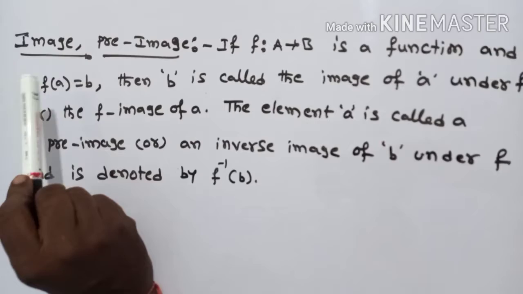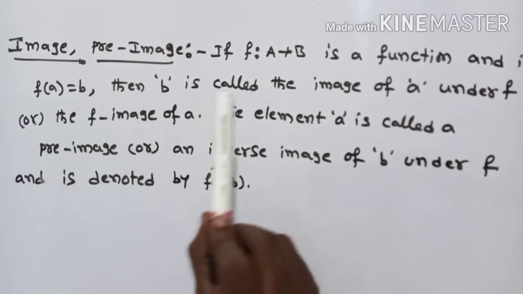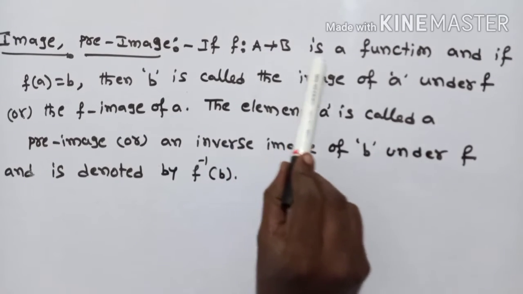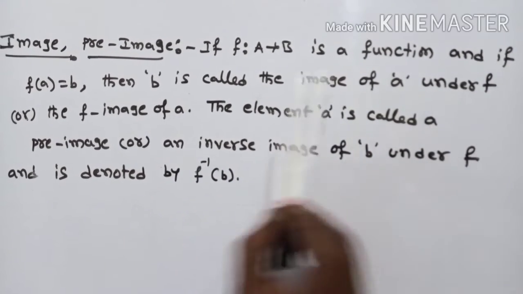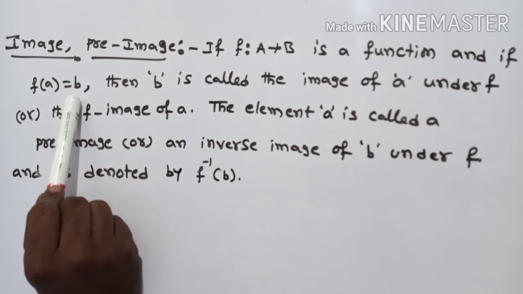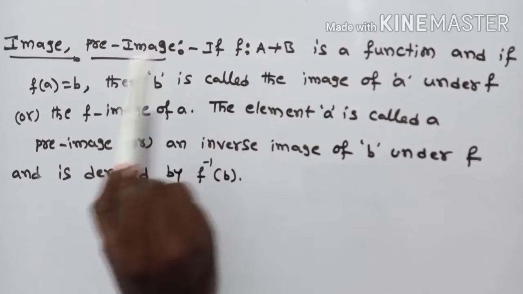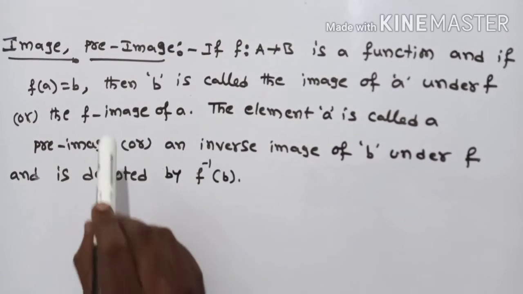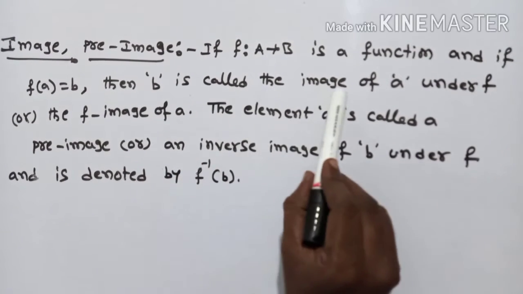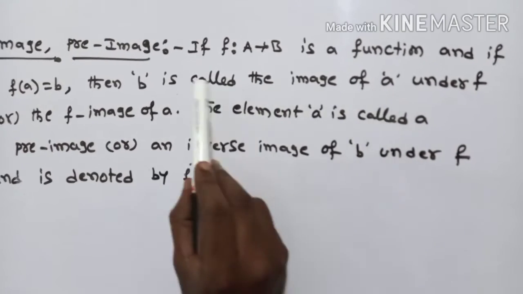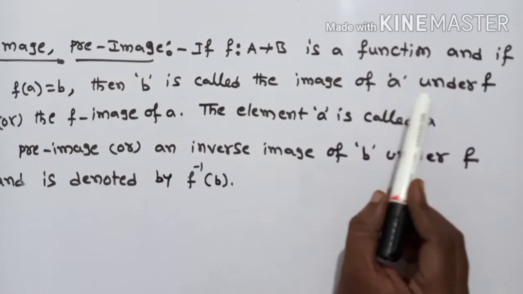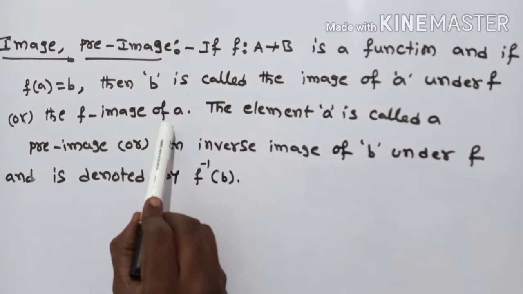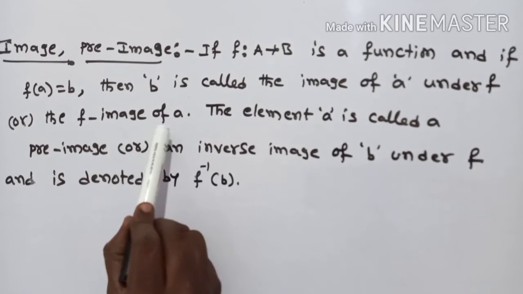Now next definition, image and pre-image. If F mapping A to B is a function and F of a is equal to b, where small a belongs to capital A and small b belongs to capital B, then b is called the image of a under F, or the F image of a.